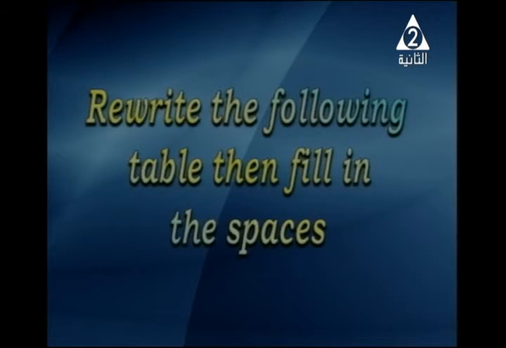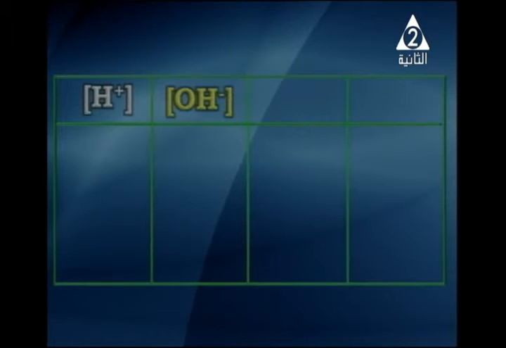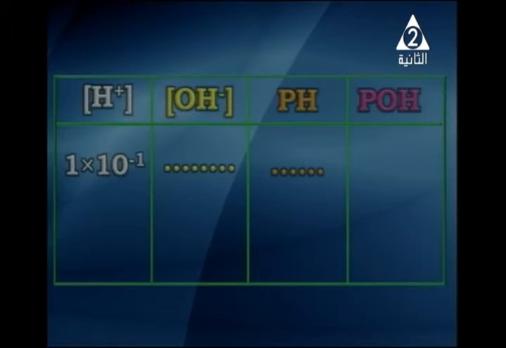Here, the next type of question, my dear students. Rewrite the following table, then fill in the spaces. Here the concentration of hydrogen ion, concentration of hydroxide ion, pH and pOH. Here the concentration of hydrogen ion is 1 times 10 power negative 1. Here the concentration of hydroxide and pH and pOH. Here the pOH equals 13. Here the concentration of hydrogen ion and the hydroxide ion, here 1 times 10 power negative 5 and pH is 9 and the pOH is unknown.